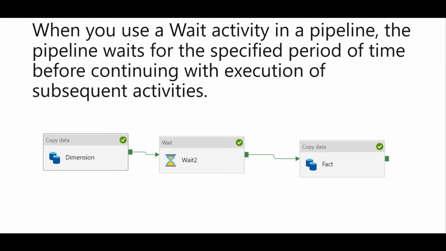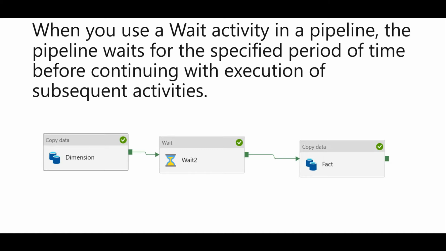In this video, we are going to discuss the wait activity in Azure Data Factory. So basically, as the name suggests, it waits. When you use a wait activity in a pipeline, the pipeline waits for a specific period of time before continuing with execution of subsequent activities. It waits for the specific period of time which we need to mention in seconds. I will show you when I implement it.